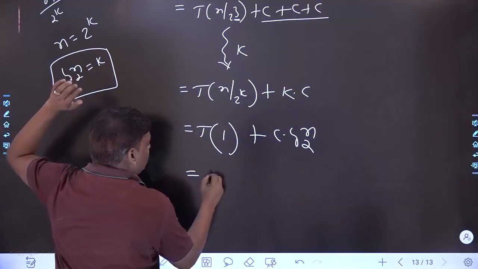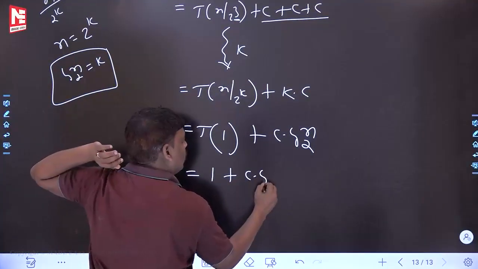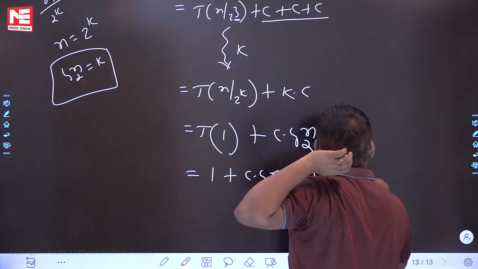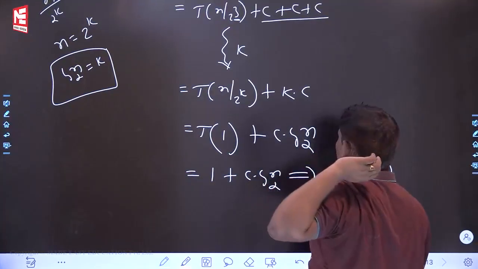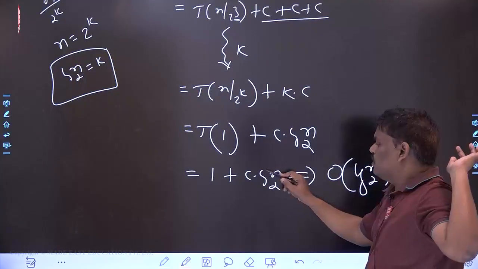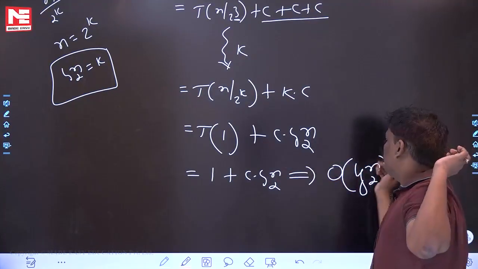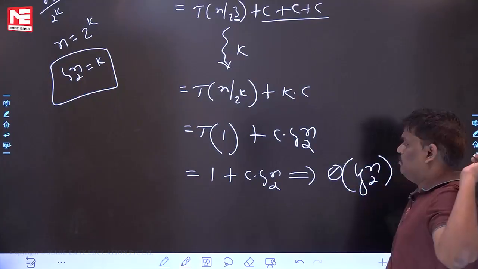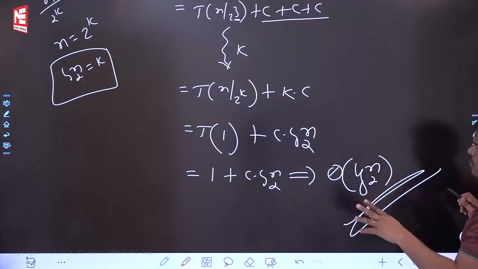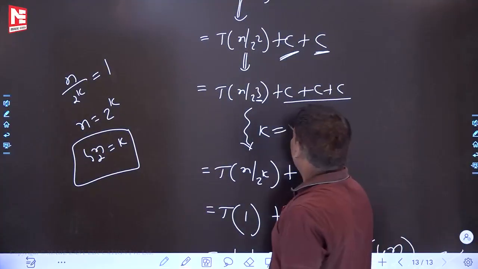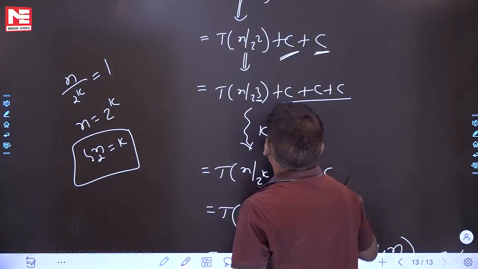What is T(1)? 1 plus c log n base 2, which goes to, what is the answer? Big O of log n base 2. Because c is a constant, forget about it. This side constant, Big O means here also constant. Left side and right side the bigger function is the same, so Theta also you can write. The answer of this problem is going to be log n base 2. What is the k value? Log n base 2.